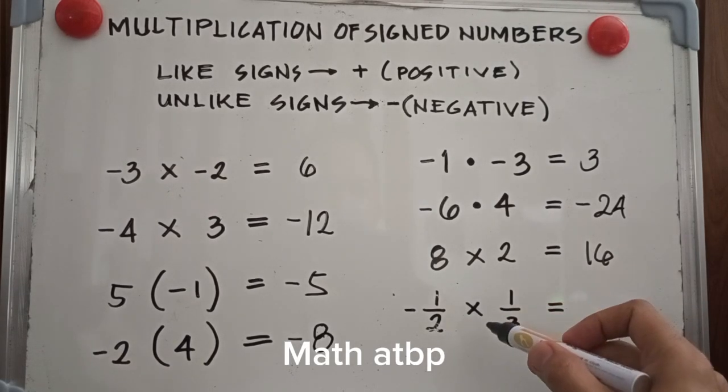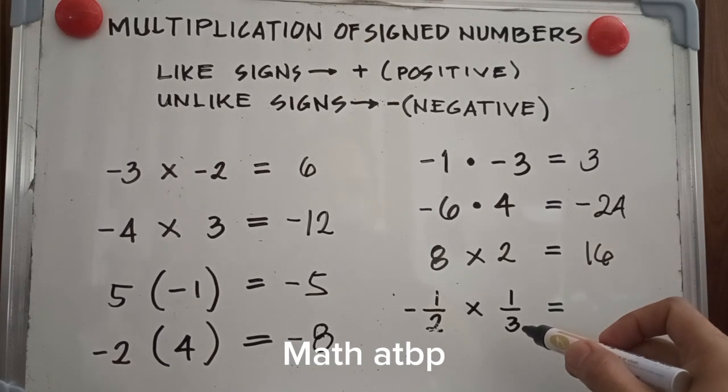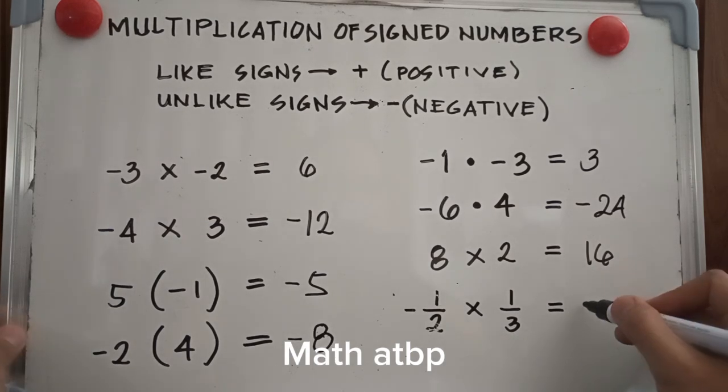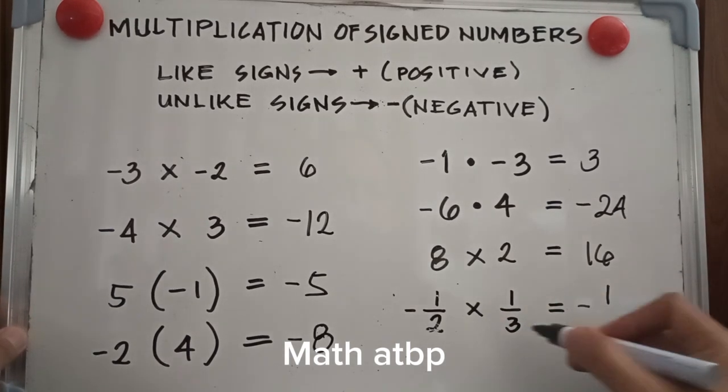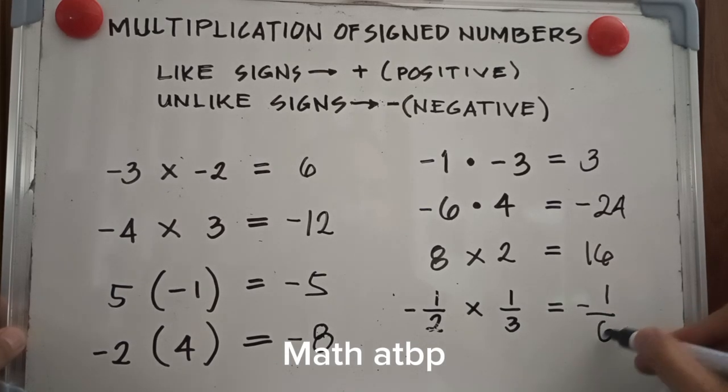Negative 1/2 times positive 1/3. Unlike signs, the answer is negative. 1 times 1 is 1. And 2 times 3 is 6. The answer is negative 1/6.